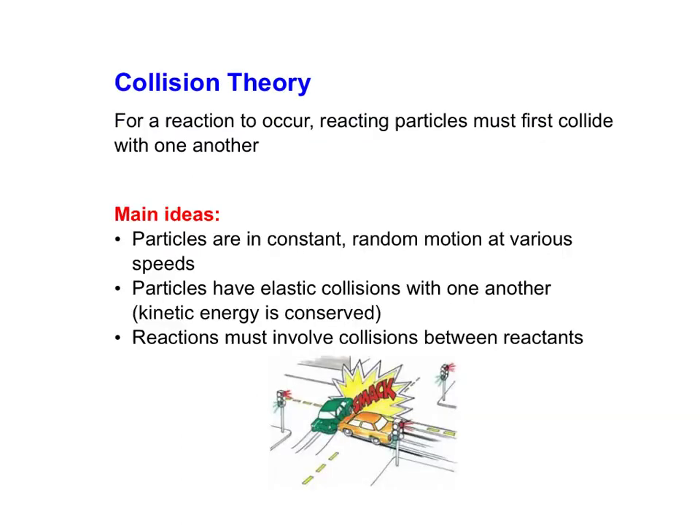Alright, so if we start with collision theory, it says basically that for any reaction to occur, two particles must collide. And when they do that, they have constant random motion and they're having elastic collisions, so momentum and kinetic energy are conserved. Alright, so the biggest thing is that they have to collide for a reaction to happen.